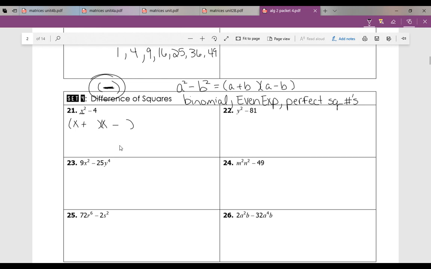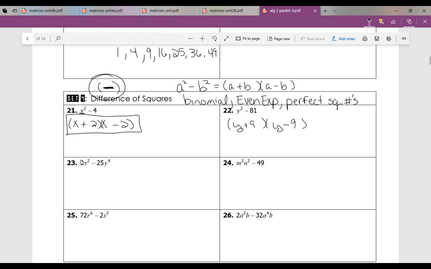What number do you square to get 4? 2. 2 times 2. That's it. Same thing. Binomial, yes. Subtraction, yes. Even exponent, perfect number. So I'm going to write y plus 9 and y minus 9. Split up the y, break up the 81 into its perfect factors, 9 times 9.